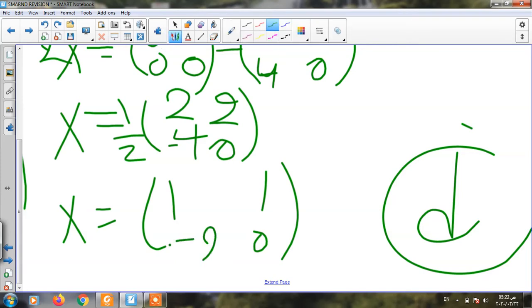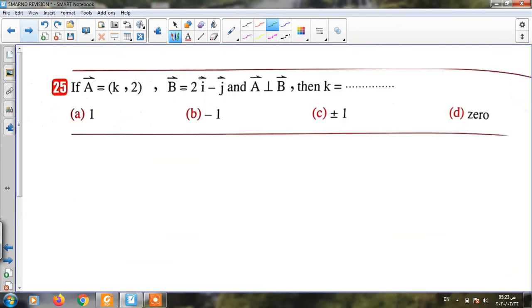Next question. This is k, a, and this is b, and if they are perpendicular, he's going to ask about k. What is the relation between the two perpendicular lines? For two perpendicular lines, the product of their slopes equals negative 1. Or also, you can write, you can multiply the outside minus the inside equal 1. k times negative 1, negative k. Negative k minus 2 times 2. It's going to be 0.